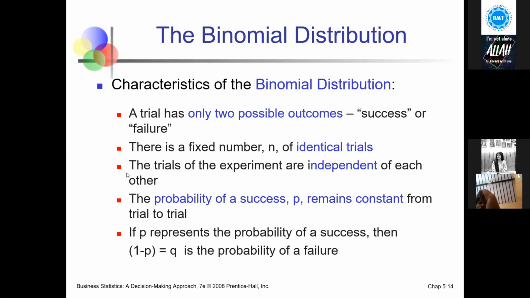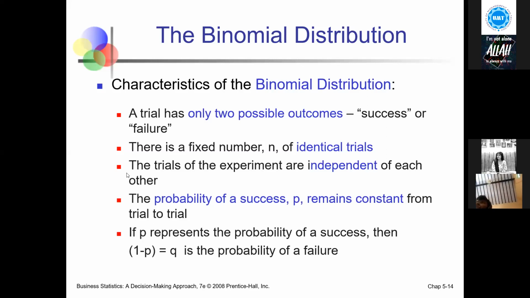Next, the number of trials is fixed. So when we are rolling a die or tossing a coin, we have to know before the experiment how many coins you are going to toss and how many dice you are going to roll. And we have to understand before that what your sample is, what your n is. So we have to identify it prior to the start of the experiment.